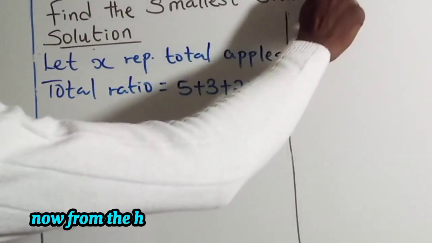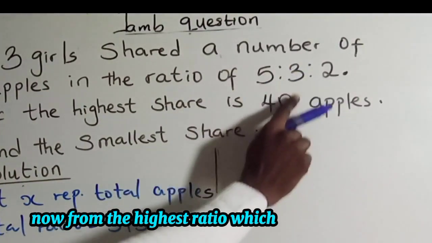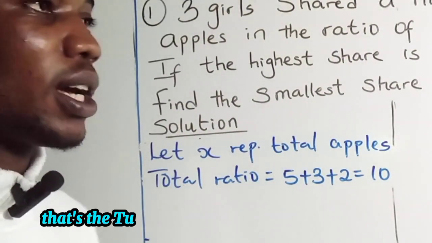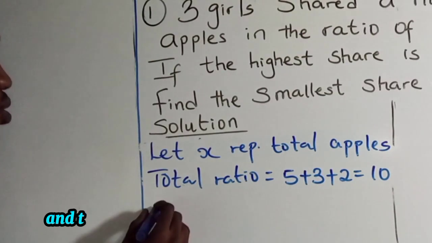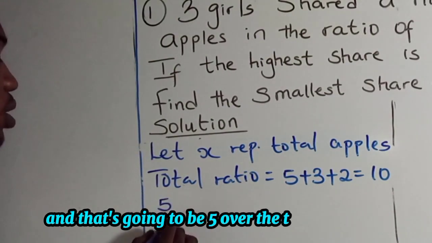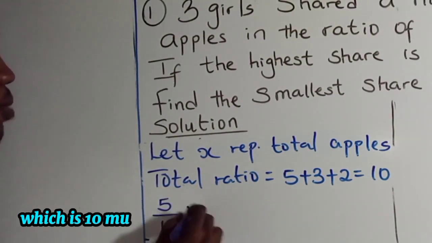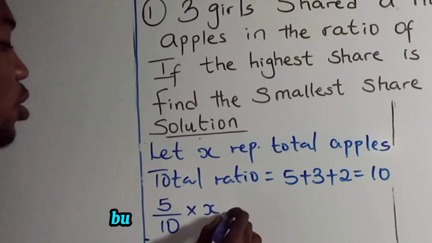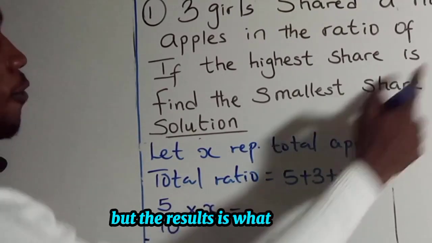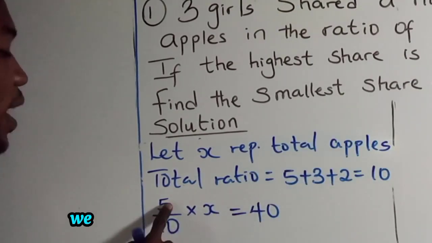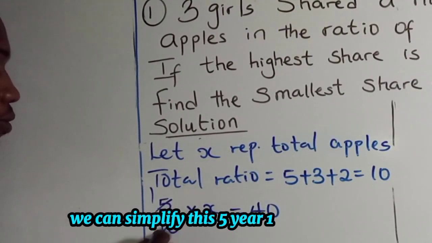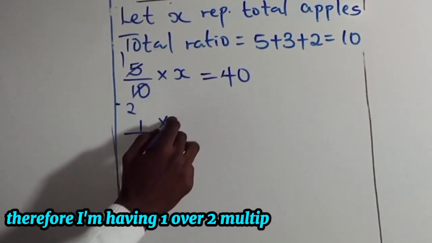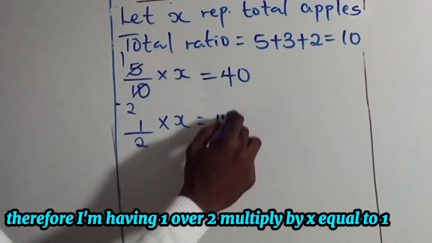Now, from the highest ratio, which has 40 apples, we can get our total quantity. That's the total apple which is being shared, and that's going to be 5 over the total ratio, which is 10, multiplied by x, which is the total apple. But the result is what? 40. We can simplify this. 5 here 1, 5 here 2. Therefore, I'm having 1 over 2 multiplied by x equal to 40.